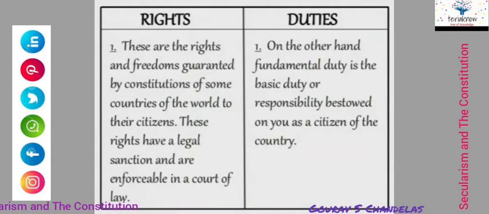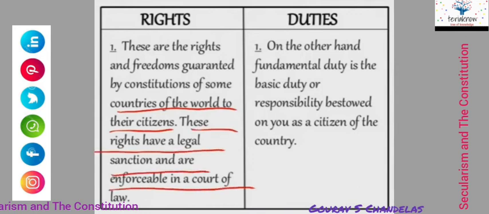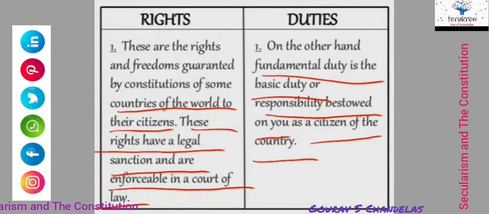Now, I will differentiate between rights and duties. Here, these are the rights and freedoms guaranteed by the constitution of some countries of the world to their citizens. These rights have a legal sanction and are enforceable in a court of law. On the other hand, fundamental duties are a basic duty or responsibility bestowed on you as a citizen of the country. It is not enforceable in a court of law.